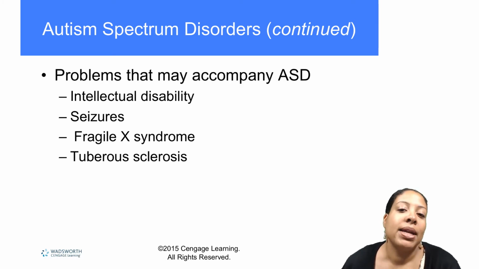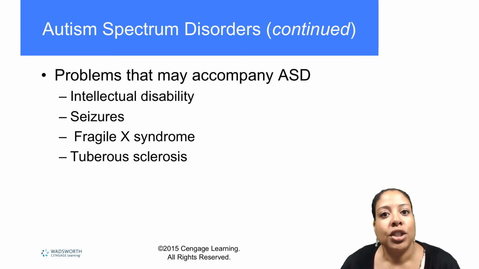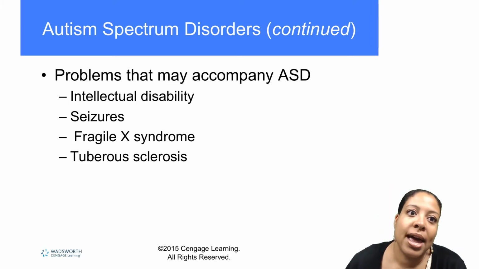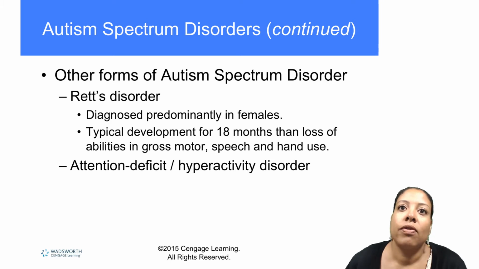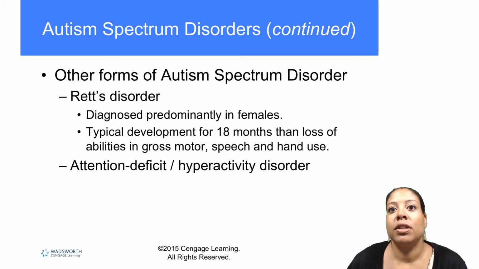Problems that may accompany autism spectrum disorder would include intellectual disabilities, seizures, Fragile X syndrome, and tuberous sclerosis. Other forms of ASD include Rett's disorder, a disorder predominantly found in females. Typical development for 18 months, then loss of abilities in gross motor, speech, and hand use.